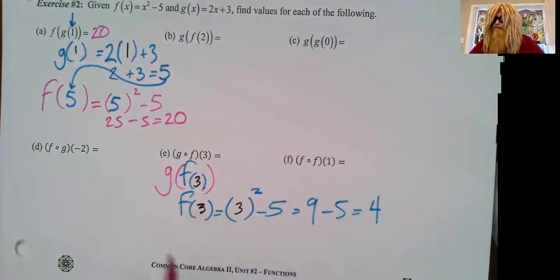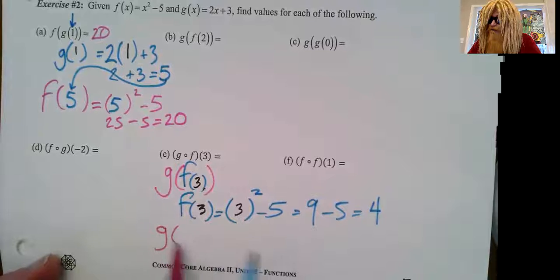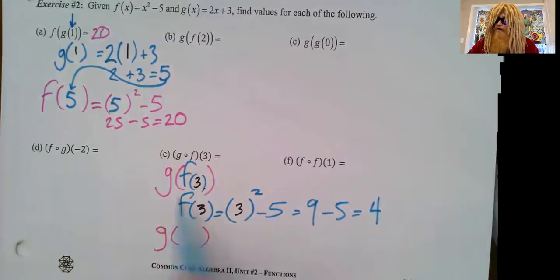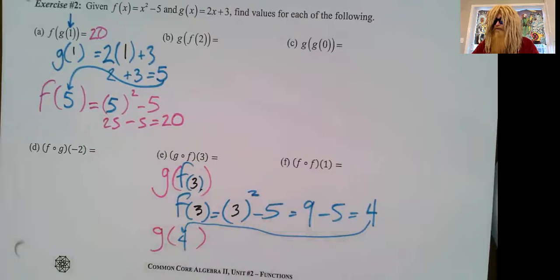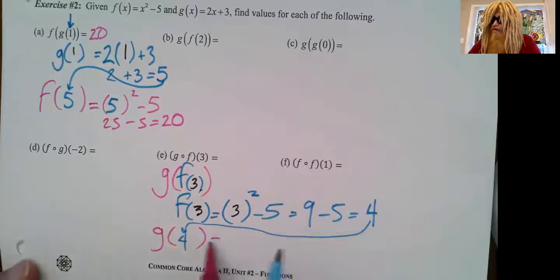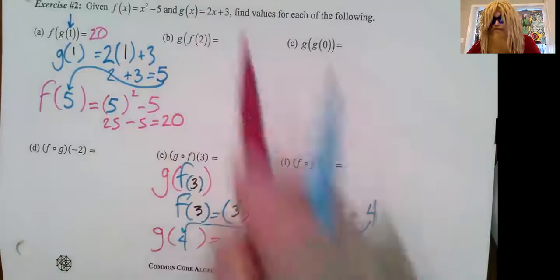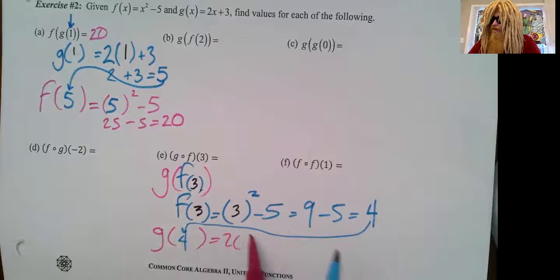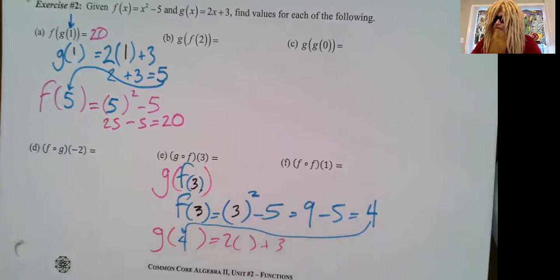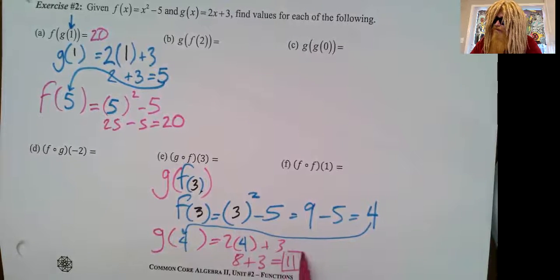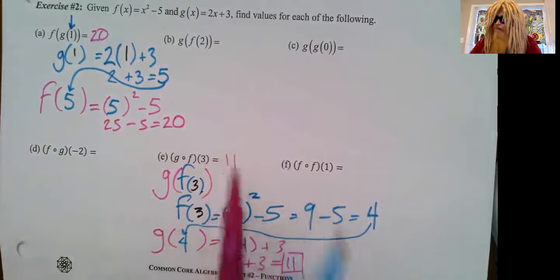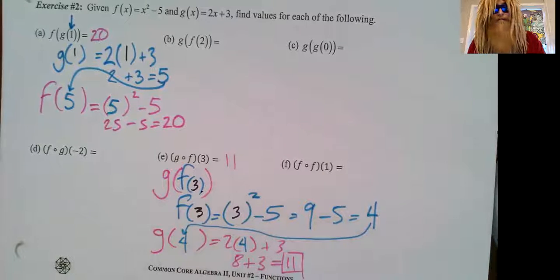Last thing that we're going to do then is to take that and put it into the g function that we have here, because we've just evaluated the f of 3, and this is going to go right there. So now we're going to do g of 4, which is going to give us, well, our equation up here says 2x plus 3, so 2 parentheses plus 3, and that 4 is what we're going to be putting right in there. So we're going to have 8 plus 3, or 11, as our final answer for this. And we can put that right up here. The g of f of 3 is 11.